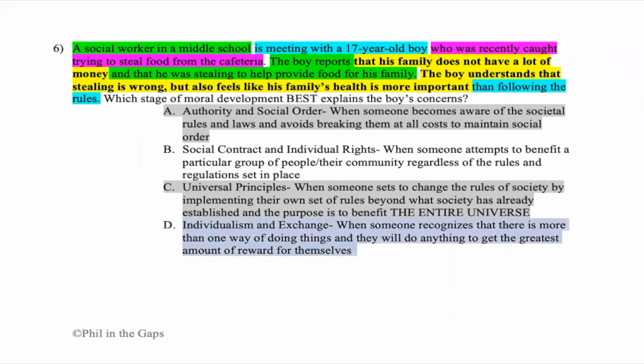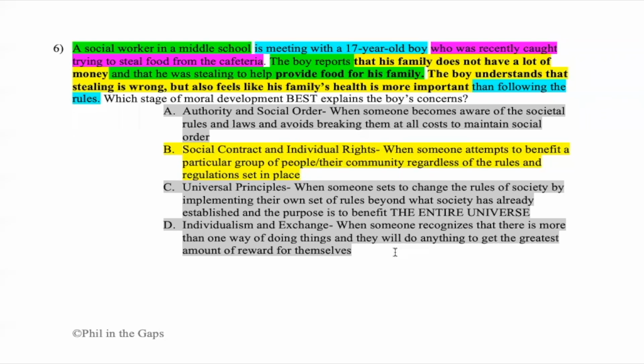For that reason, we're going to rule out D, because even though he is sacrificing himself, we have to identify the rationale behind that. He states that his family doesn't have a lot of money and he's doing it to help provide for his family. He knows it's wrong, but would rather do it to know that his family's taken care of and sacrifice himself. So for that reason, we're going to go with B, social contract and individual rights. He's writing a contract for specific individuals, aka his family.